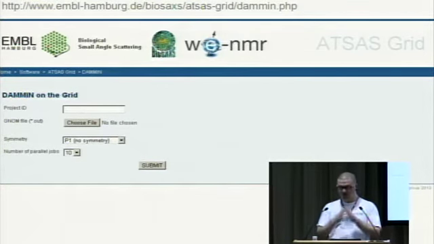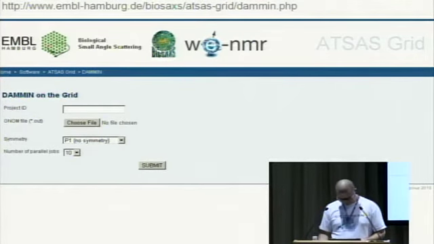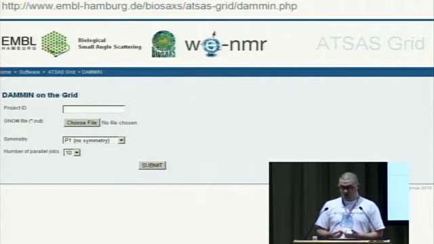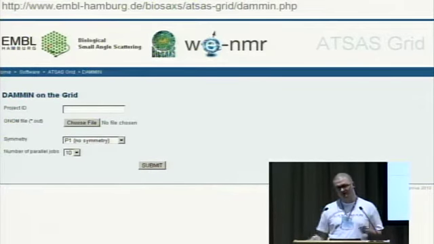So we have a web interface where you can just log in, and very soon you will be able to log in there using the single sign-on that Alexander mentioned before. You can log in there, upload your data, choose the symmetry that you want, and how many times you want the modeling process to be repeated. I will explain later why you want to repeat that process, and get the results. The result will be sent to the grid, computed on the grid, and you will get the result by email.